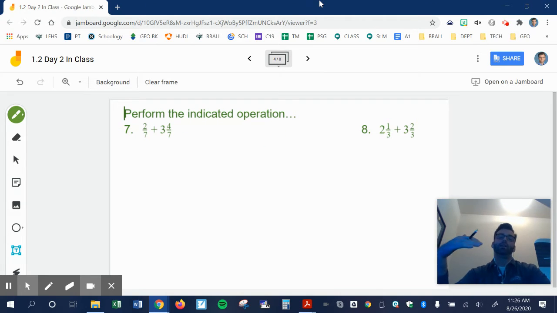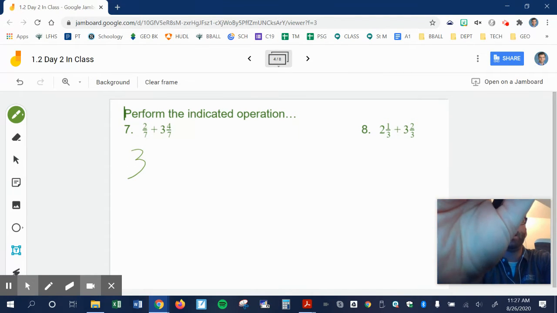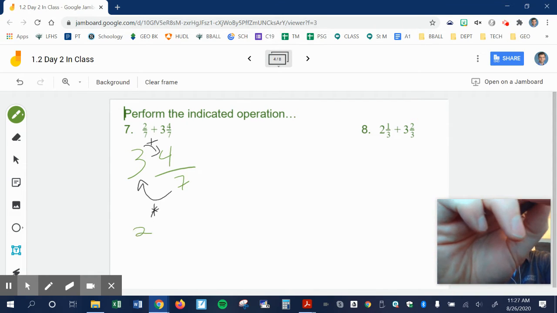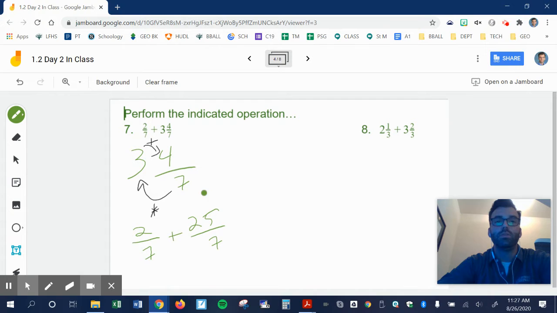So this is kind of like what we did yesterday, but we're taking it one step further now, okay? The first thing I need to do is change this mixed number into an improper fraction so that I can add my fractions. So again, to change this into an improper fraction, I'm just going to rewrite it. 3 4/7. I multiply 3 times 7, and then I add. 3 times 7 is 21, and then I add 21 plus 4. So really I'm doing 2/7 plus 25/7. Now I'm going to say that process one more time.